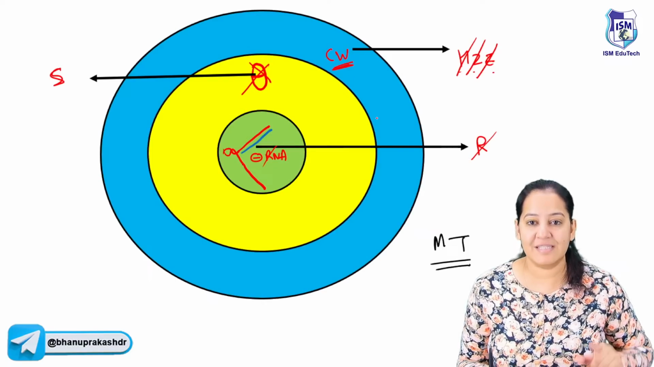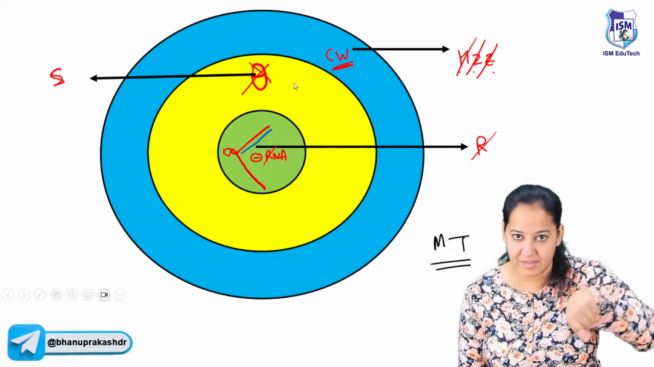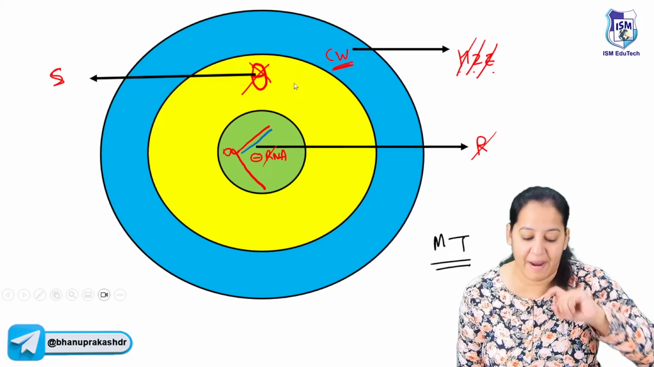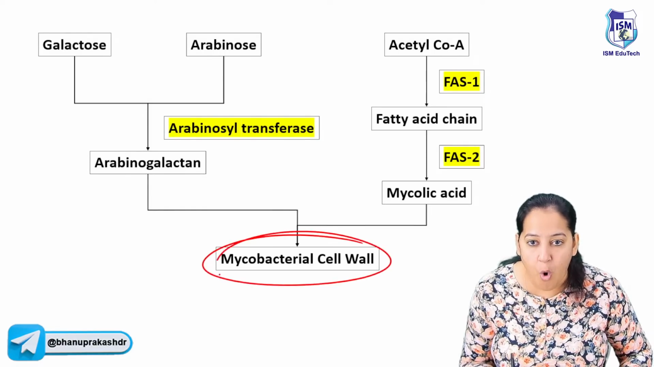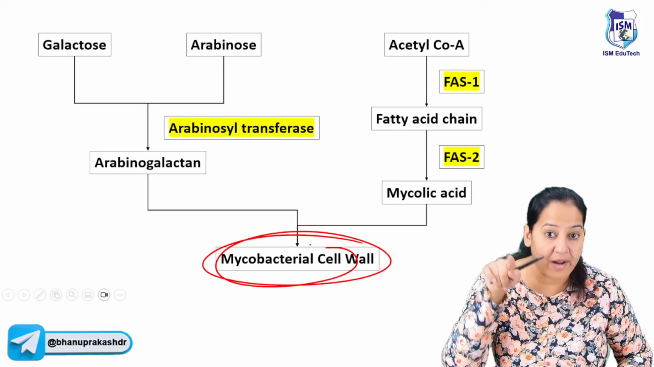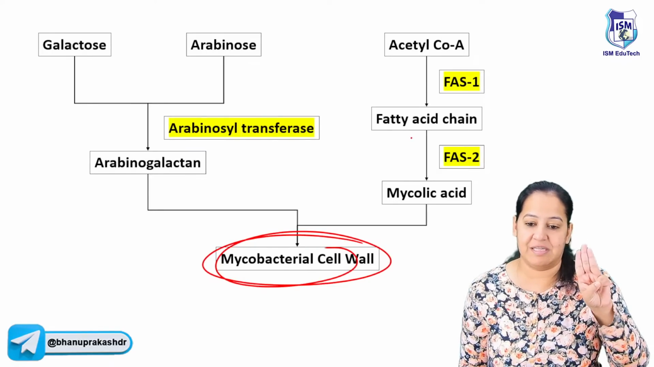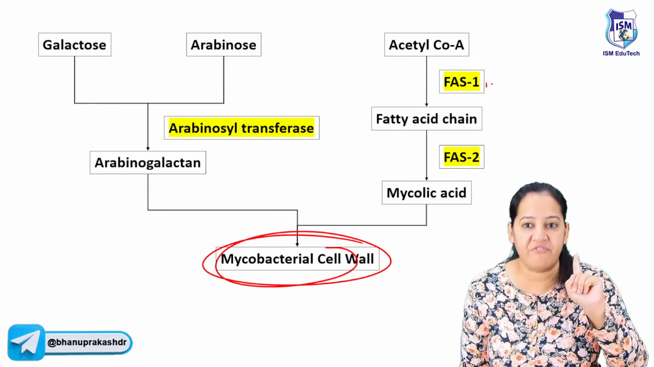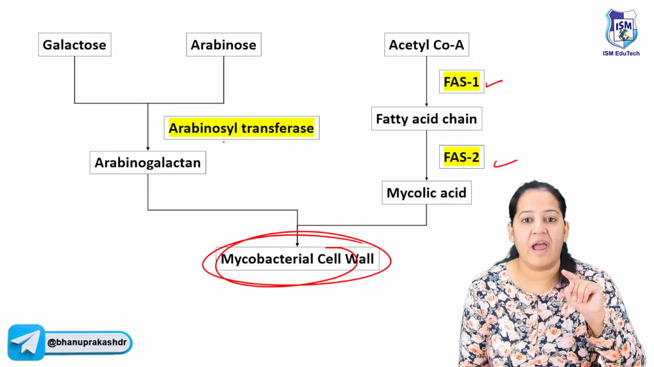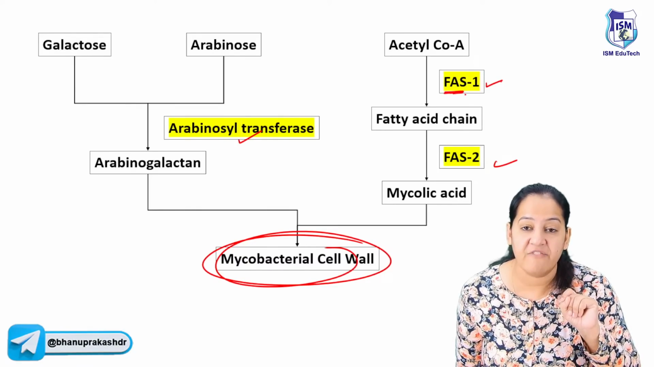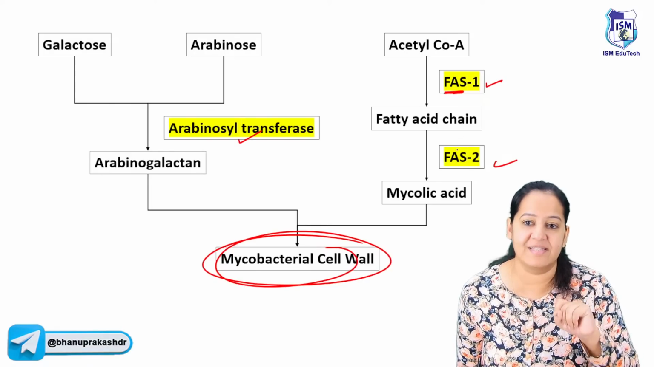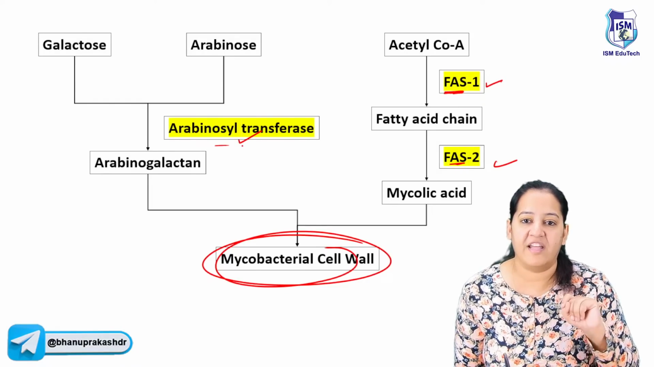Now see the blue color cell wall. How does the cell wall form in the bacteria? This is the mechanism by which the cell wall is formed. For the synthesis of the cell wall in this bacteria, 3 enzymes are required. What are the names of the 3 enzymes? FAS1, FAS2 and arabinosyl transferase. What is FAS? Fatty acyl synthetase. Fatty acyl synthetase 1, fatty acyl synthetase 2 and arabinosyl transferase.